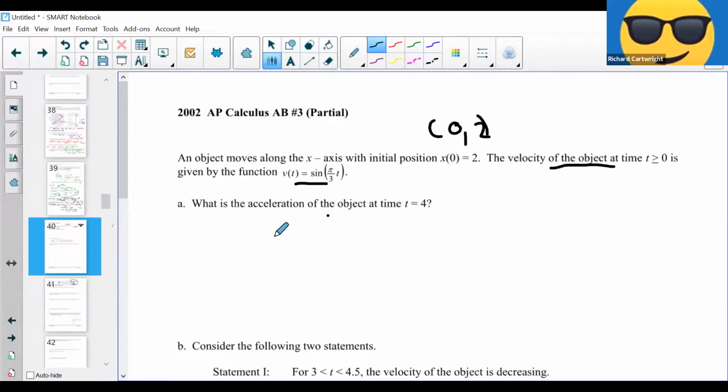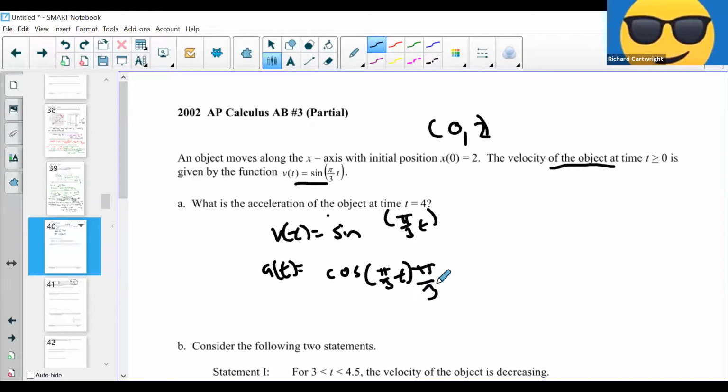Well, I hope if we know that v of t is sine of pi thirds t, then a of t, my acceleration, should be the derivative. The derivative of sine is cosine. Keep everything in the argument, which is pi thirds times t, but I have to multiply by the chain rule, pi thirds. I'm not going to humiliate you by singing the chain rule song. And that's just a of t, but I need it at 4.